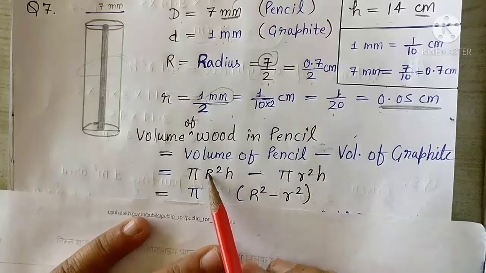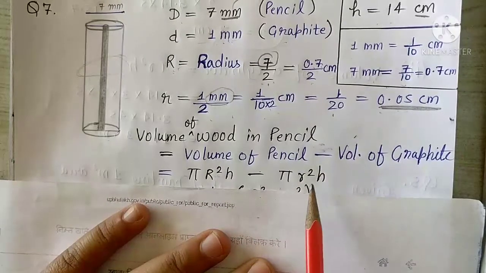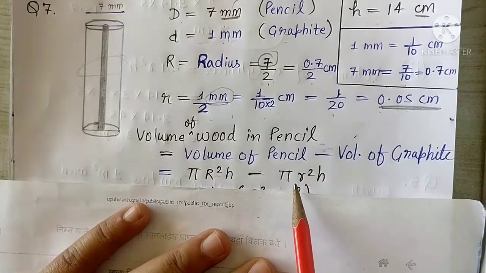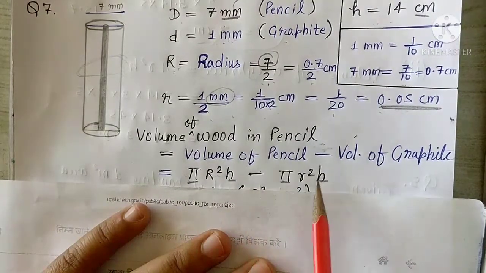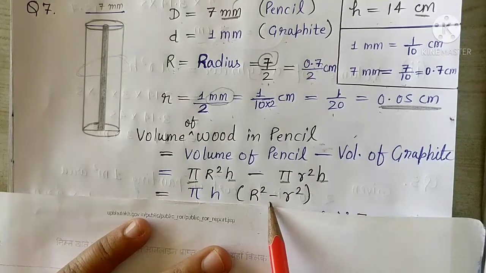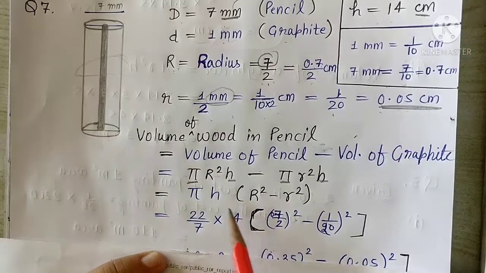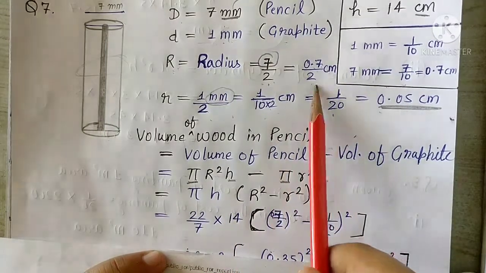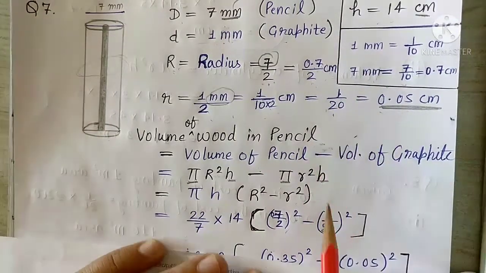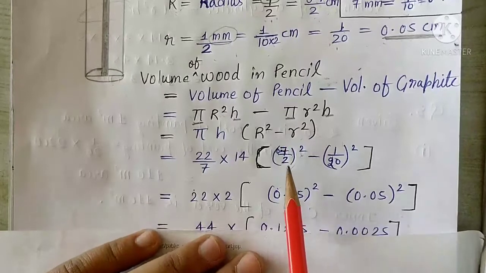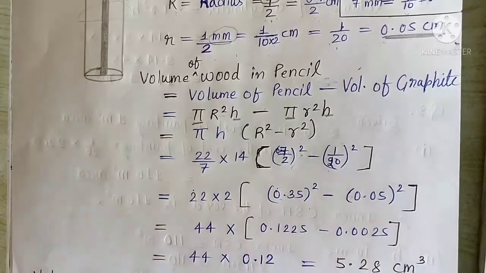Volume of pencil is pi R square h. Why am I using capital R? Because it is the pencil, the outer radius. For the volume of graphite, I will use small r because it is the small radius. So here pi is common, h is common. We can take pi h common, inside R square minus r square, capital R square minus small r square. So 22 upon 7 into 14, R square means 0.7 upon 2, and small r means 1 upon 20, or we can say 0.05. I am writing 1 upon 20 only, whole square. Now we can put the value: it becomes 0.35 whole square, minus 0.05 whole square.